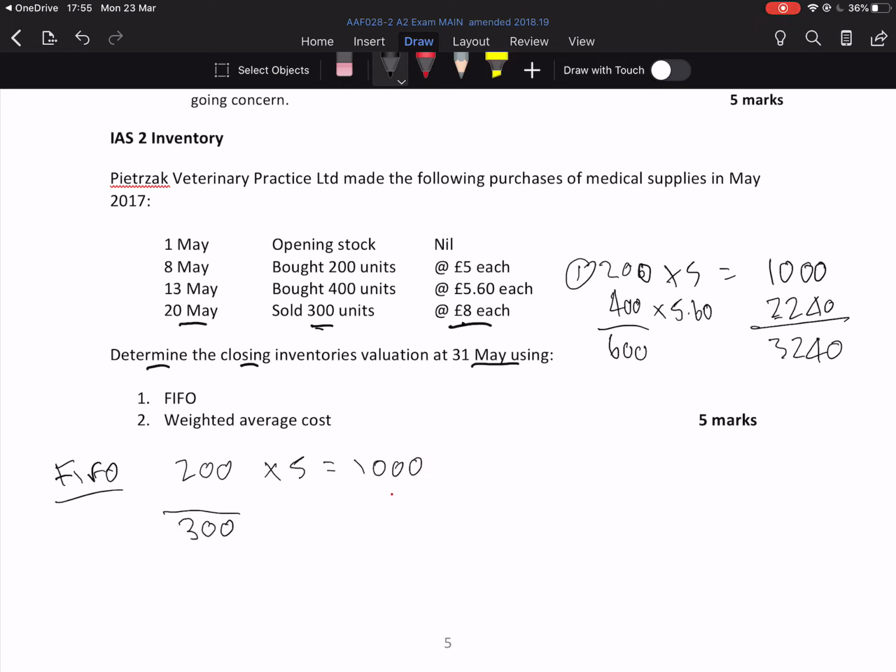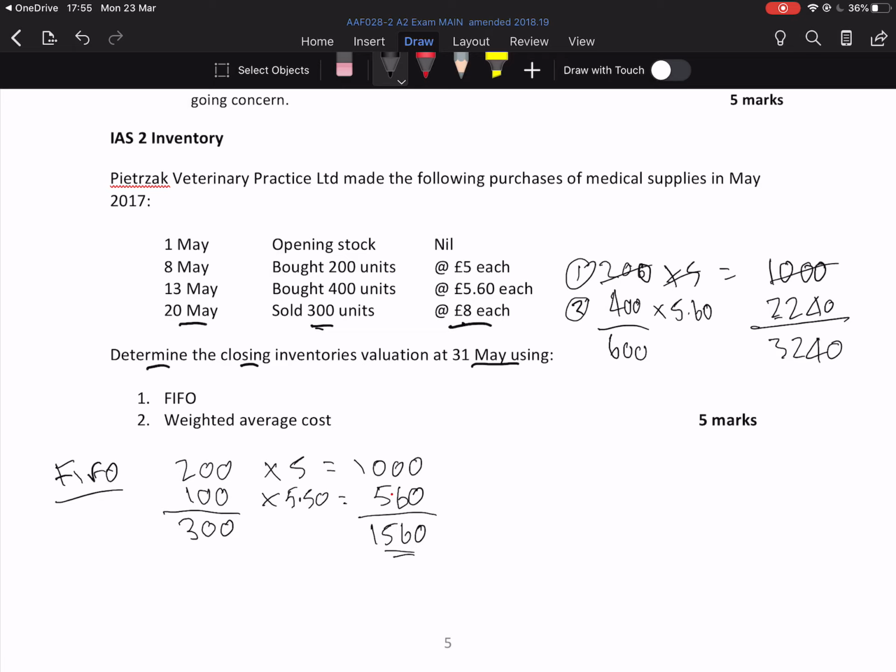We still need another 100 units, so they've all gone now. But we still need another 100, so we'll go for the stock that came in next, which was on the 13th of May. But we only need 100 of those, and they cost £5.60. So therefore, that's £560. So the total cost of the issue using FIFO was £1,560. So that's the cost of the issue, yeah?